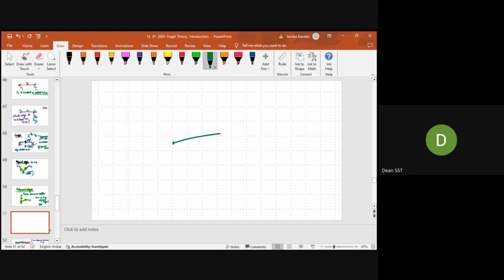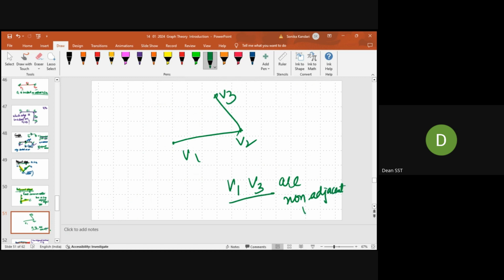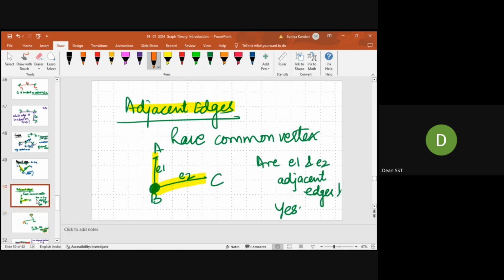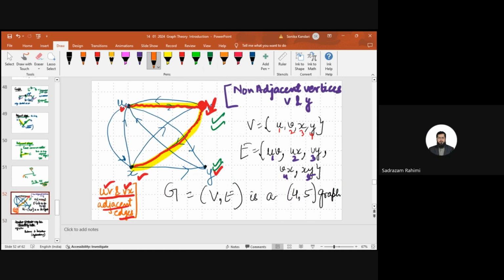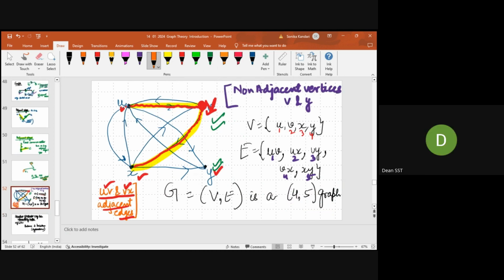Adjacent ones mean they are directly connected. Suppose we have V1 and V3. V1 and V3 are non-adjacent vertices because they are not directly connected. Is it clear? Yes, ma'am.